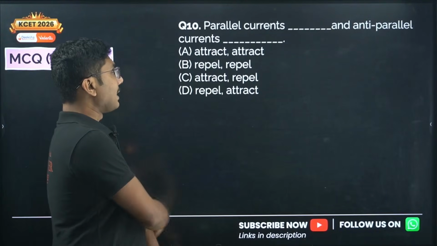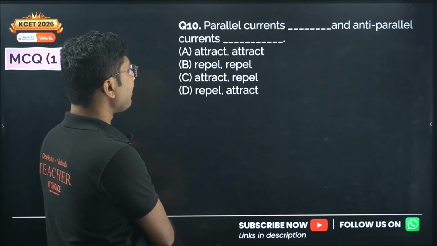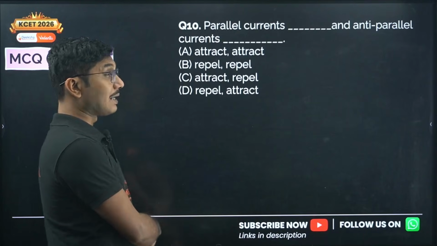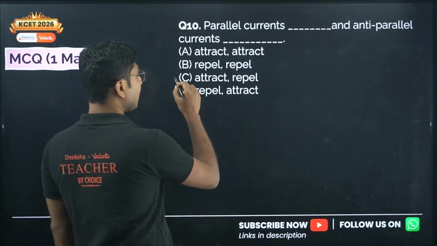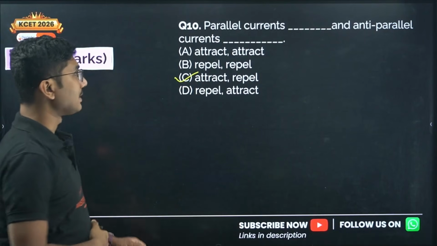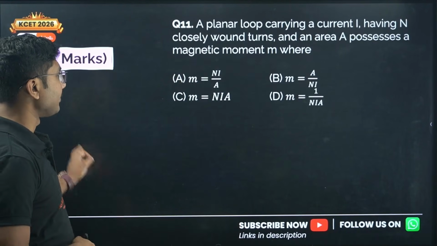Next, parallel currents dash and anti-parallel currents dash. So parallel currents attract, anti-parallel currents repel. So the correct answer is option C.